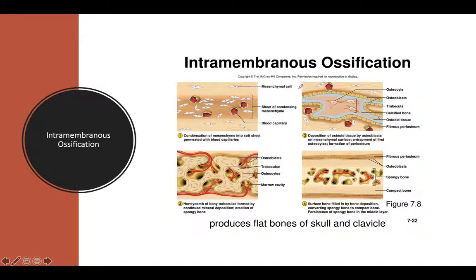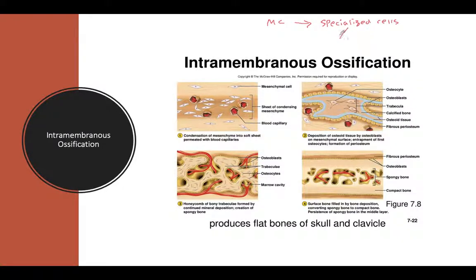But the idea was these mesenchymal cells. What happens is these mesenchymal cells are going to gather together, which is not shown here. Okay, they're going to gather together, and they're going to start to differentiate into specialized cells. So the mesenchymal cells are going to start to differentiate into specialized cells. I'm going to say MC for mesenchymal cells.